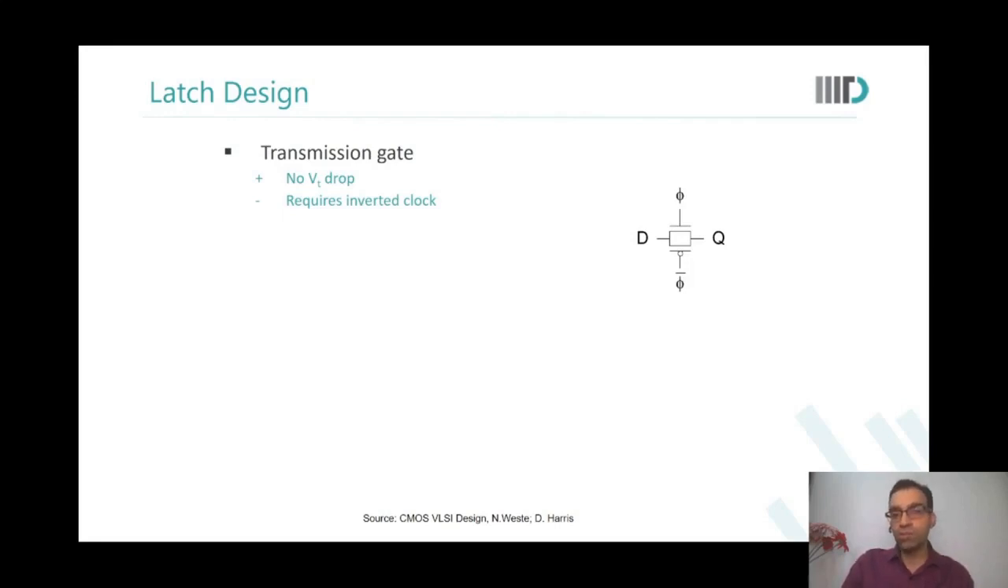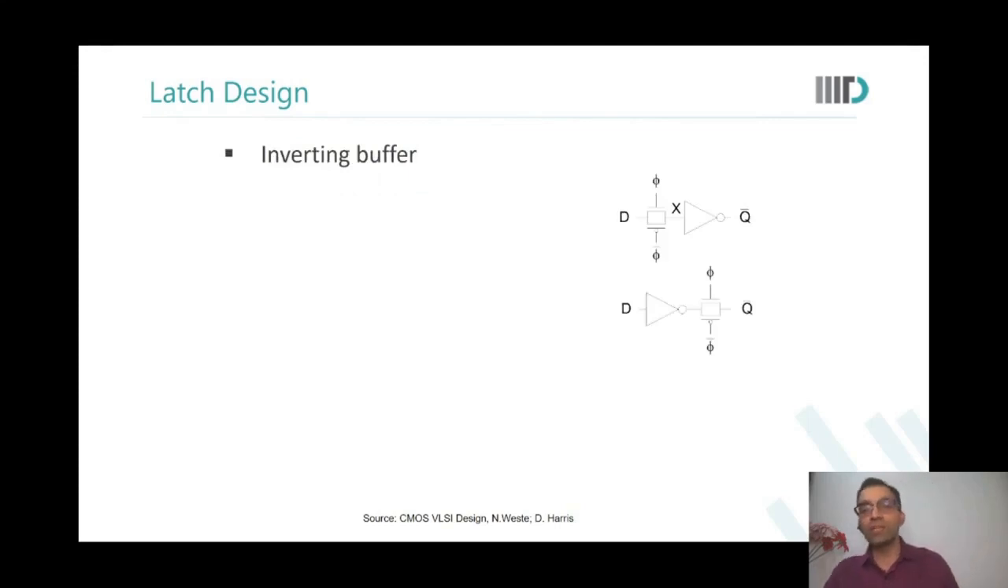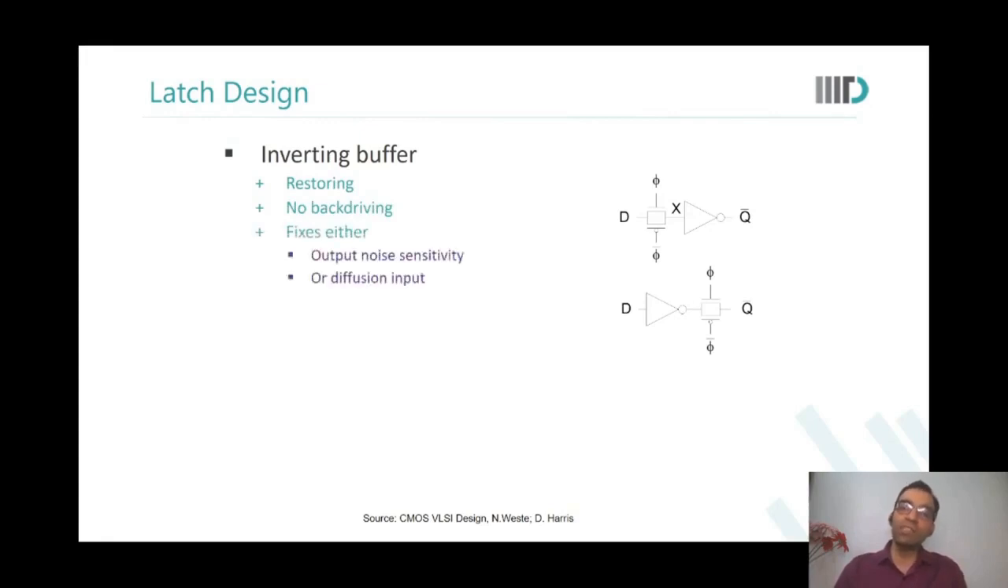So I want to solve other problems also. So what do we do? Cascade with inverter. Yeah, so we say that, okay, let me put an inverter at the output. Now the output cannot drive the input. Or let me put an inverter on the input. Now the input is no longer driving a diffusion. So what happened? I have restoring output, then no back driving, and it fixes either the output noise sensitivity or the diffusion input problem. Are you able to see this? But either of those two, not both of them. So what would be a better solution then?